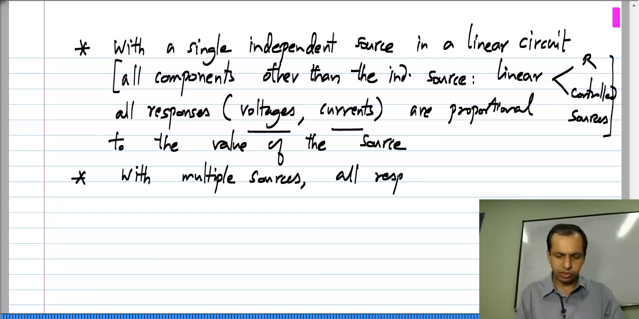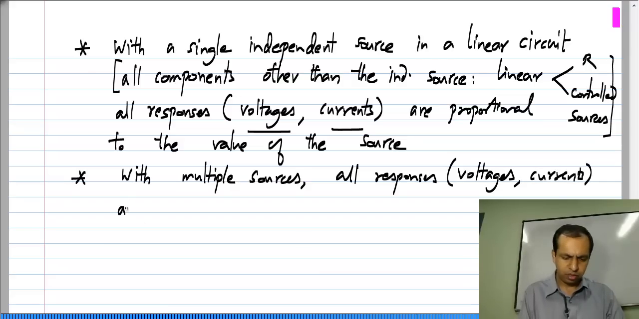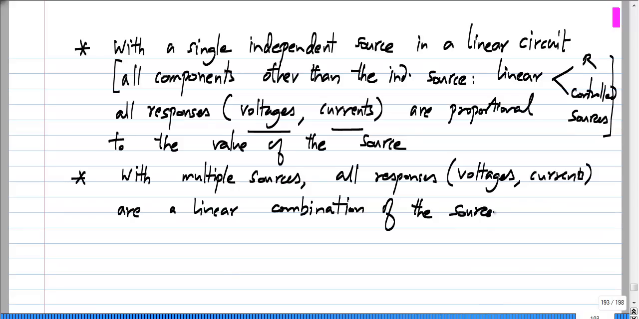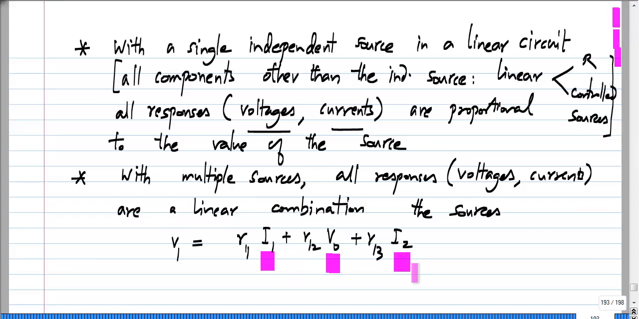And if you have multiple sources, all responses, whether they be voltages or currents, are a linear combination of the sources. If you take a particular variable node voltage V1, it will be R11 I1 plus R12 V0 plus R13 I2. The point is that it is a linear combination of I1, V0 and I2. The proportionality constants will be different for different quantities.